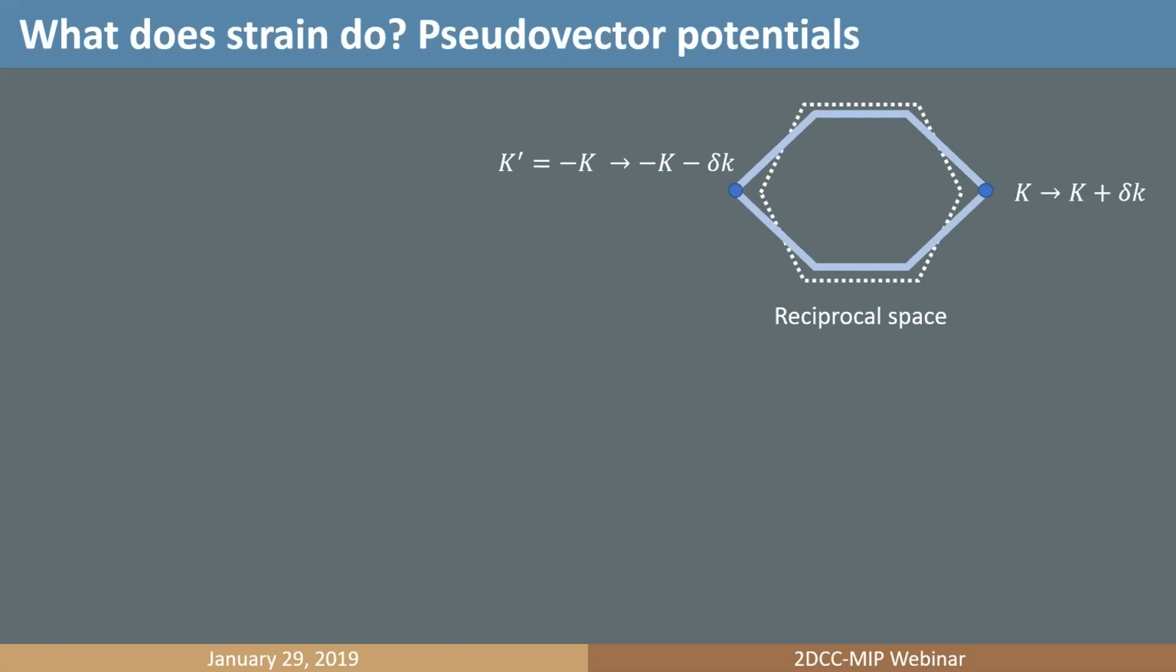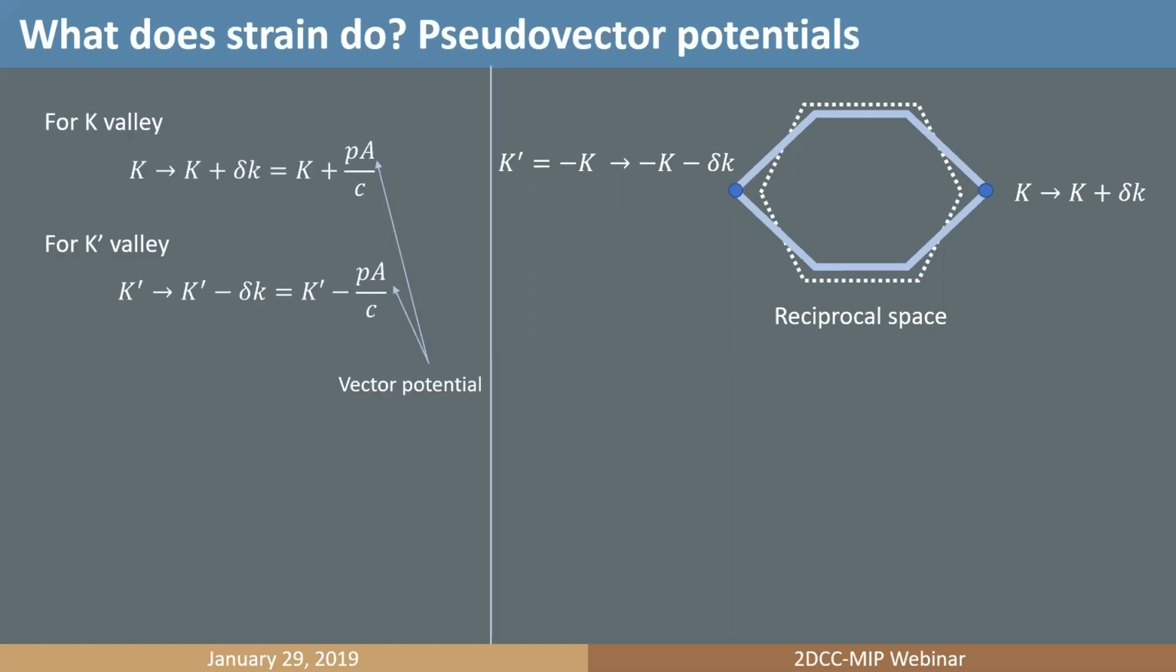And of course, it is blown up. I mean, it wouldn't distort this much, but for the sake of seeing it clearly, we distort it too much. Now, when it distorts, you can see that the K point has gone to K plus delta K. But because of the symmetry of the problem, the K prime point, which is like minus K, goes to minus K minus delta K. If this moves by delta K, this moves by minus delta K.